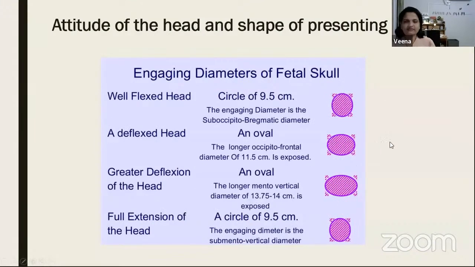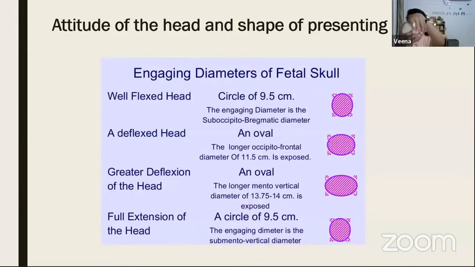Yes, ma'am. Okay, so let's start again. I was telling you that the anteroposterior diameter in a fully flexed head is suboccipitobregmatic, which is 9.5 centimeters. What's the transverse diameter? Biparietal. How much is that? 9.5. So you have a surface presenting to the cervical rim which is almost a circle, 9.5 and 9.5, a well flexed head, the vertex.